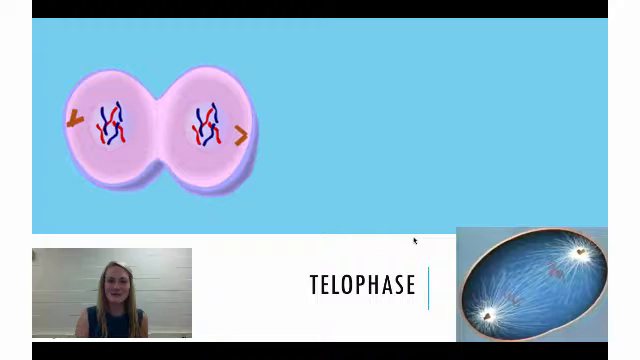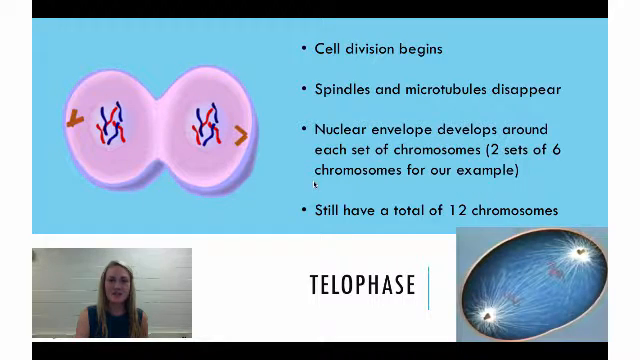Alright guys, the next phase we're going to look at is telophase. So here, this is when the cell is literally going to start to divide. So you can see that the spindle apparatus and the microtubules have started to disappear, so they aren't here anymore. And the nuclear envelope is going to begin to reform. So you can see one nuclear envelope is going to form around this set of 6 chromosomes, and then another one is going to form around this set of 6 chromosomes. So now we still have the total of 12 chromosomes, and the set of 6 over here is genetically identical to the 6 over here.